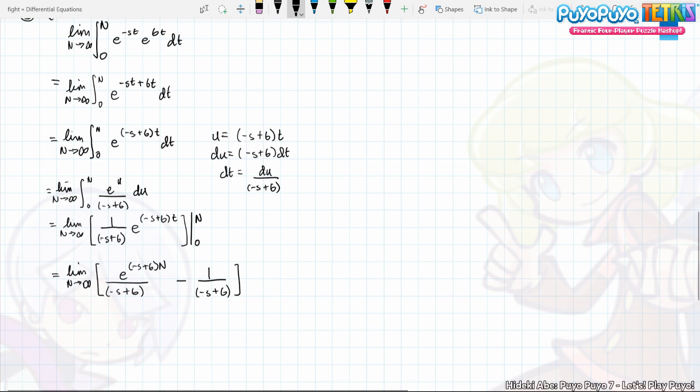I think when the limit approaches infinity, this one goes to zero, right? So then you're left with... check. Oh wait, it's supposed to be S minus 6. Since when?